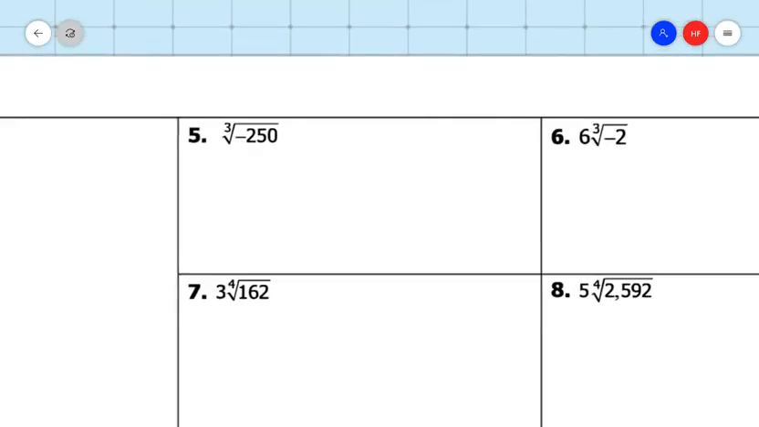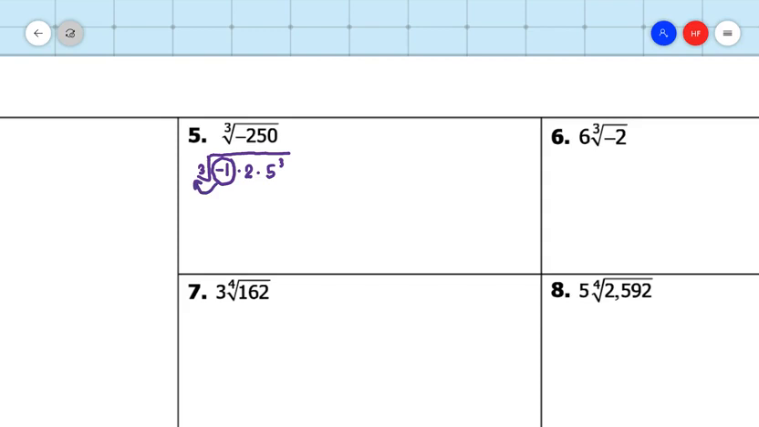Now on the next one, we've got the cube root of negative 250. So we are going to take the cube root of those prime factors. So we have -1 times 2 times 5 cubed. If I take the cube root of a number, I know that my answer will be negative. So I'm going to go ahead and take that negative out, even though it doesn't have a pair. Negative roots will give you negative answers.